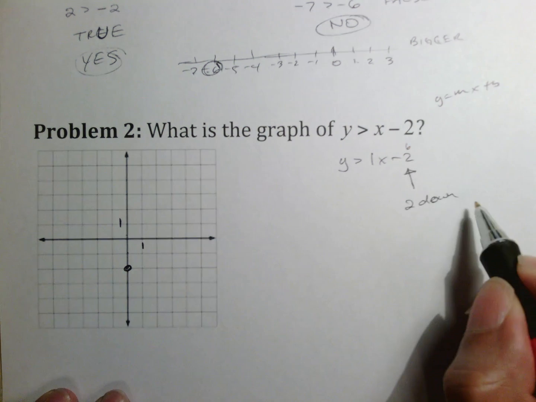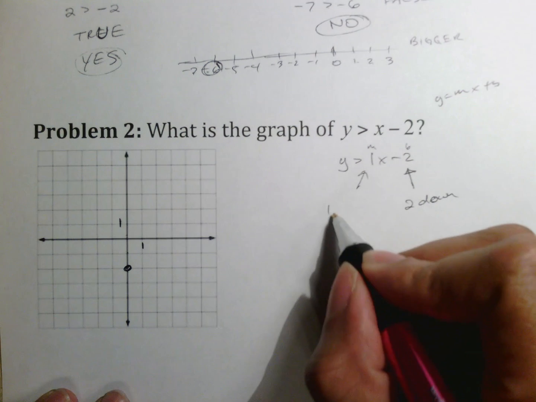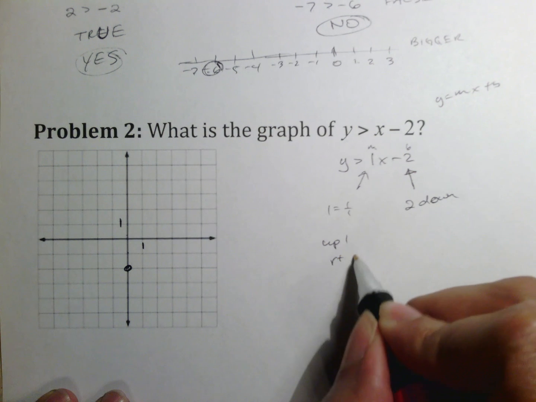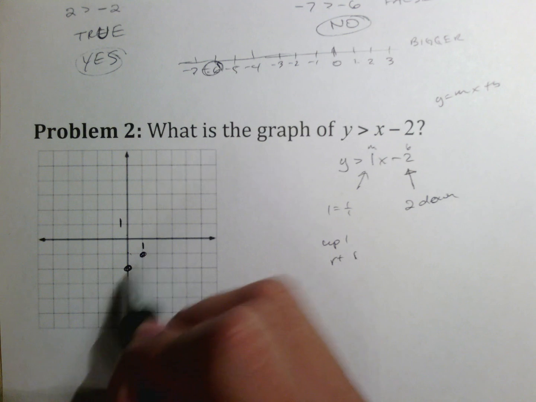because that was b. In this case, my slope is 1, and what that means is 1 is the same as 1 over 1, which means up 1, right 1. And so from there I go up 1, right 1, and I'm going to draw a line.